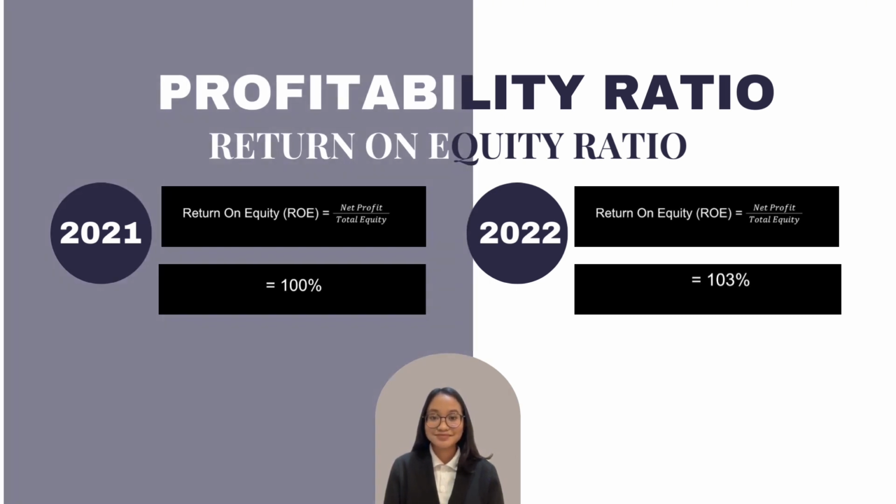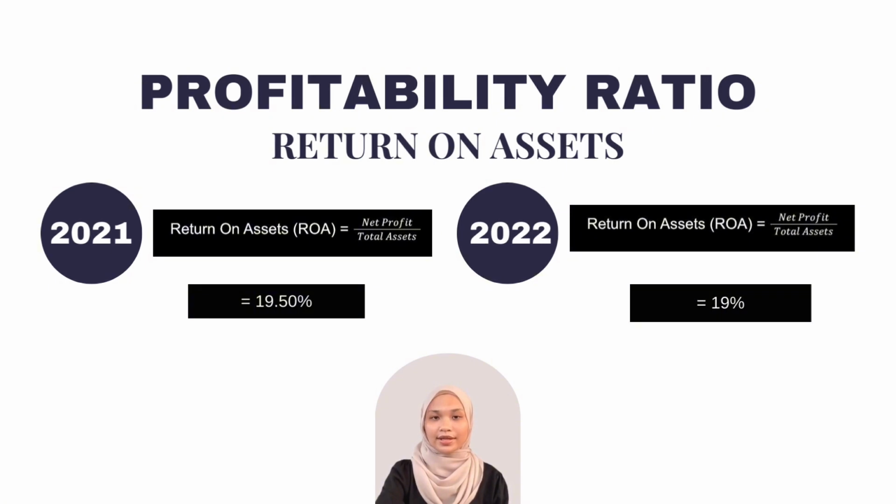Next is return on asset, ROA. ROA is a financial ratio that measures a company's profitability relative to its total asset. A higher ROA indicates better efficiency in managing its balance sheet, while a lower ROA suggests room for improvement. Nestlé's ROA was positive in both years with 19.5% in 2021 and 19% in 2022. The average ratio between 5% and 20% is considered good. Even though there's a decrease in 2022, both years are still considered excellent.